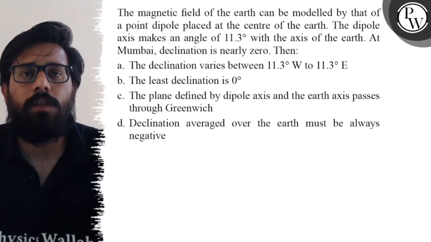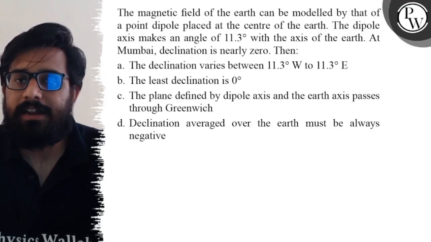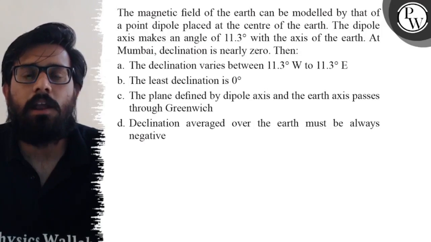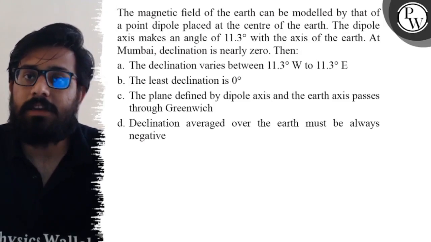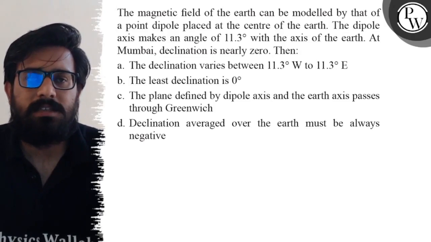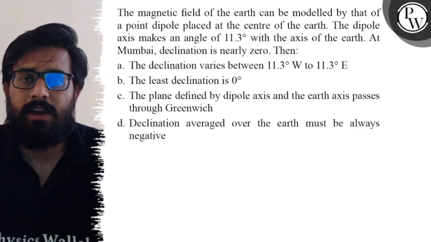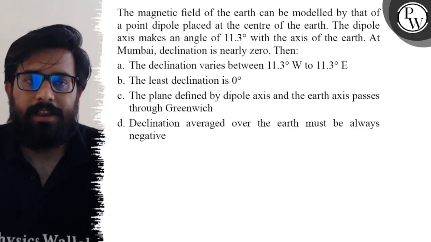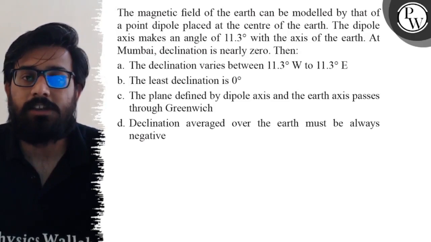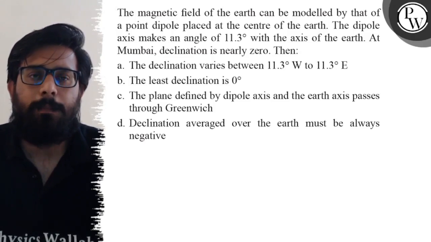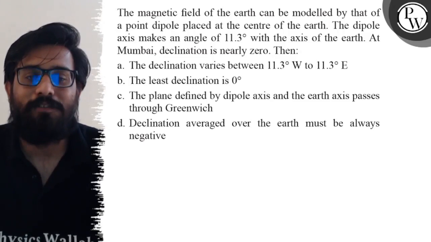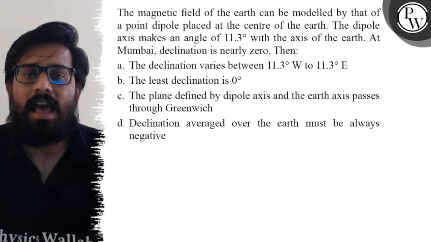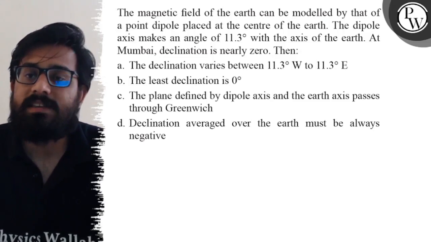The magnetic field of the earth can be modeled by that of a point dipole placed at the center of the earth. The dipole axis makes an angle of 11.3 degree with the axis of the earth. At Mumbai, the declination is nearly zero. Then your first option says the declination varies between 11.3 degree west to 11.3 degree east. Your second option says the least declination is 0 degree. The third option says the plane defined by the dipole axis and the earth axis passes through Greenwich. And your fourth option says the declination averaged over the earth must be always negative.